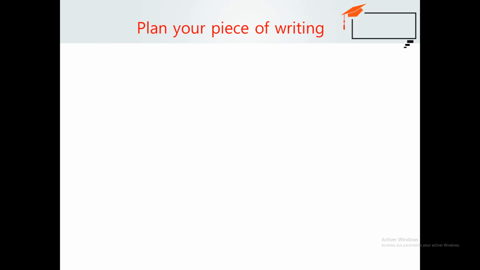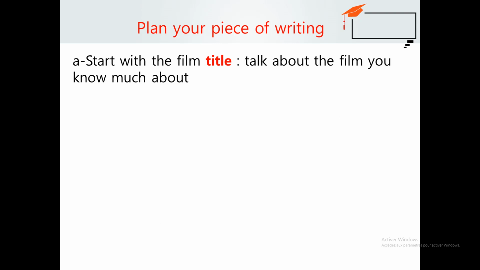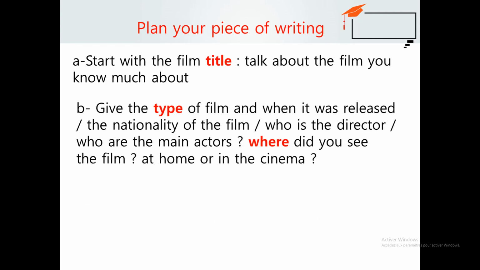As I told you last time, you don't write your paragraph from scratch. You need to plan this, and we need to read about this kind of topic. So it is your last film. You need to mention the title of the film. Talk about a film you know much about. You don't talk about a film you have only heard about. Then you give the type of the film, when it was released, the nationality of the film, who the director is, who the main actors are, and where you saw the film, at home or in the cinema.